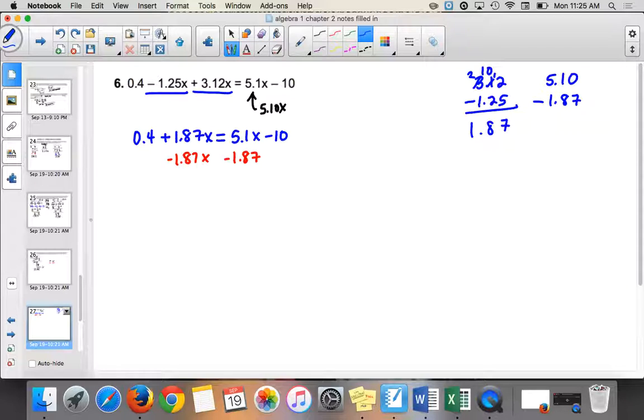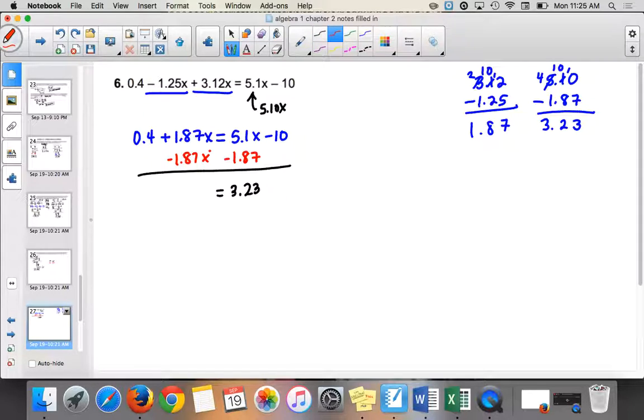You guys see how the decimal point places line up? So put a 0 in if needed. And then subtract. So we get a 3, because that was 10 minus 7. Carry from there. So 0, 1. Carry. So 10 minus 8. Negative 1.87. So I'm subtracting that from both sides. So when I do that, I get 3.23x.